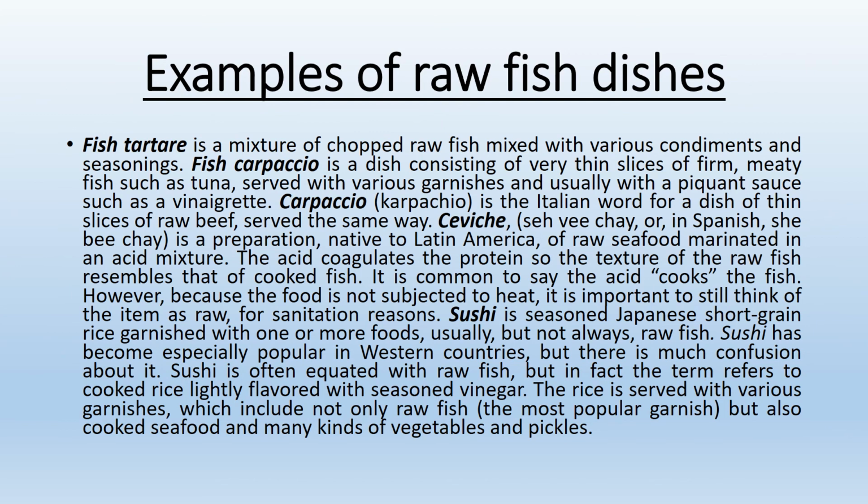All right, so examples of raw fish dishes. For example, we have the first one, the fish tartare, which is a mixture of chopped raw fish mixed with various condiments and seasoning. Then we have the fish carpaccio, which is an Italian word for a dish of a thin slice of raw beef served the same way.